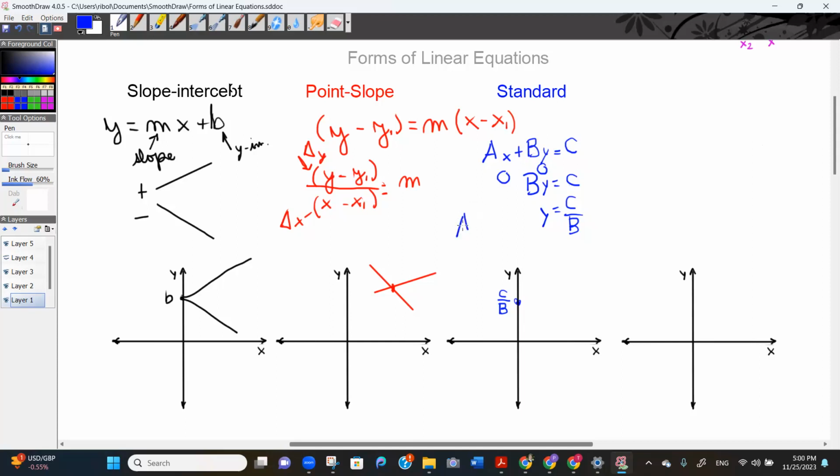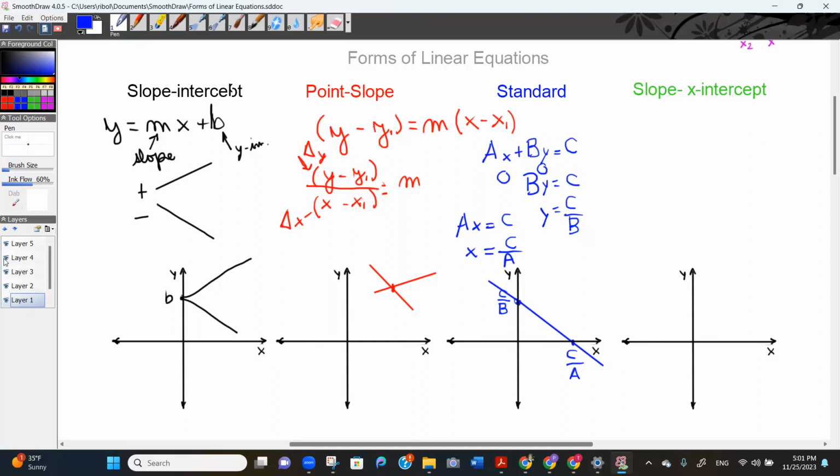And so we end up with A x equals C, and x is going to be C divided by A. That gives us the point of the x-intercept, so C over A. Of course, it can be in the negative quadrant, however we want to do it, it doesn't matter. Then we draw the line by finding the two intercepts, and that gives us the line. So that is the standard form, a very useful form indeed.